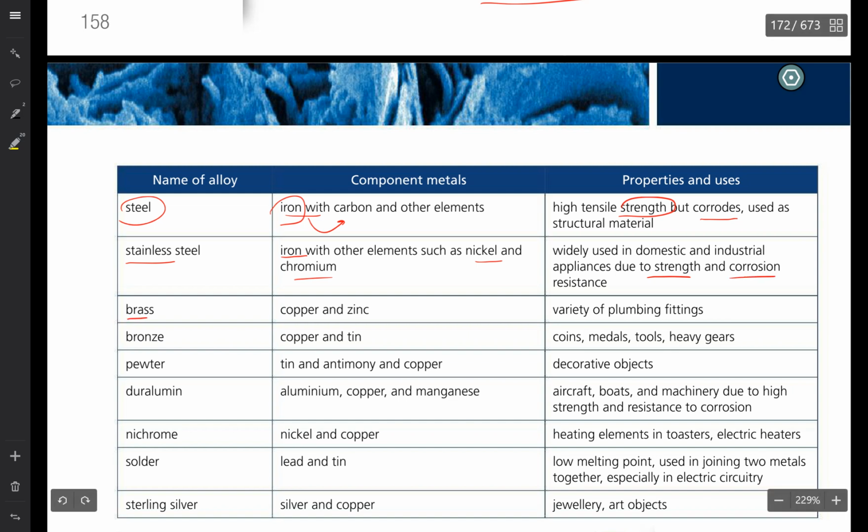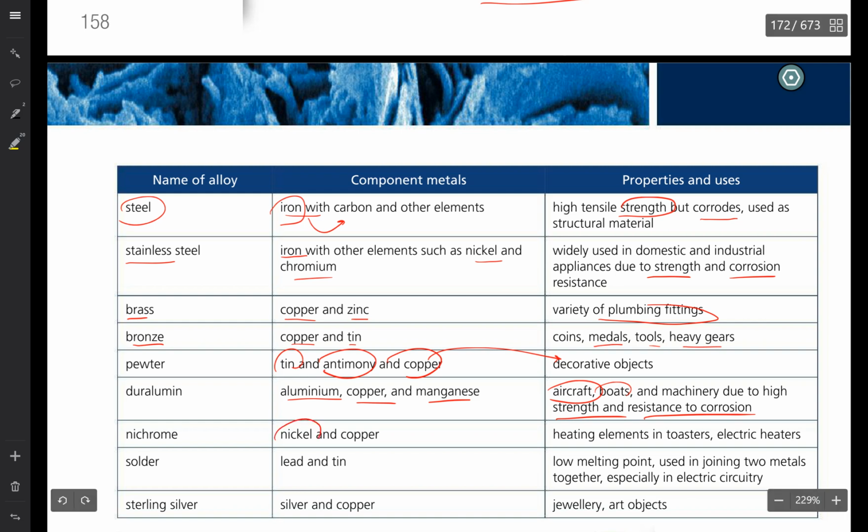Brass is a mixture of copper and zinc, and they use it in plumbing fittings. Bronze is a mixture of copper and tin. In coins, medals, tools, and heavy gears, they use bronze. Pewter is a mixture of tin, antimony, and copper, and they use it for decorative objects. Duralumin is a mixture of aluminium, copper, and manganese. They use it in aircraft, boats, and different machinery due to its high strength and resistance to corrosion.